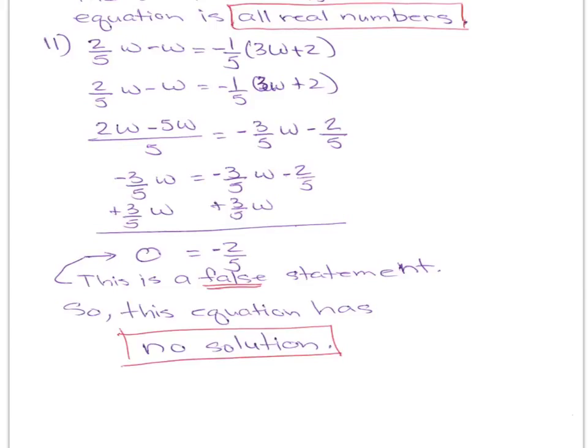After adding it, you're going to see that negative 3 over 5w plus 3 over 5w, that cancels out. I'm left with a 0. 0 is equal to negative 2 over 5. That right there is a false statement. Because it's a false statement, you know that in this equation, there's actually no solution. So you will not be able to find any value, any number that you can plug into w and actually have a solution. So this is the flip of the previous problem that we worked on. The previous problem had all real numbers as the solution. This one has no solution at all.